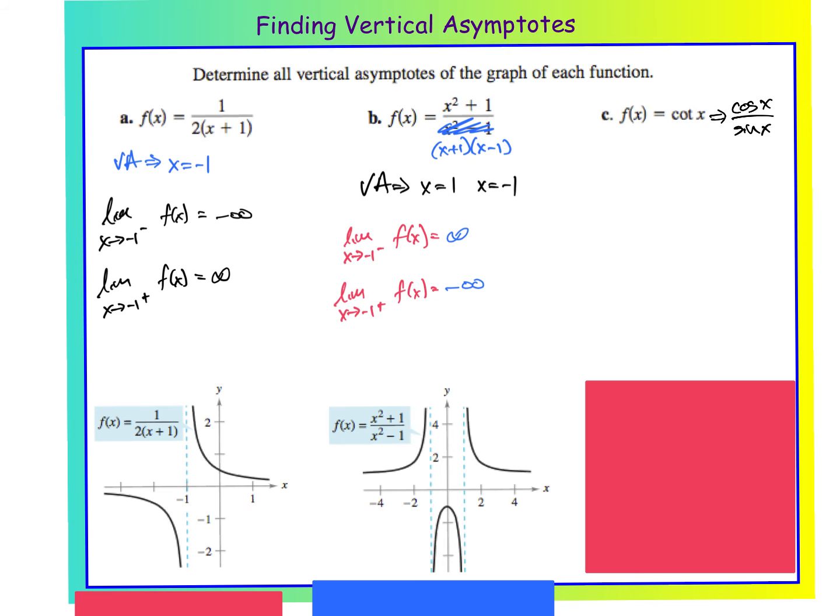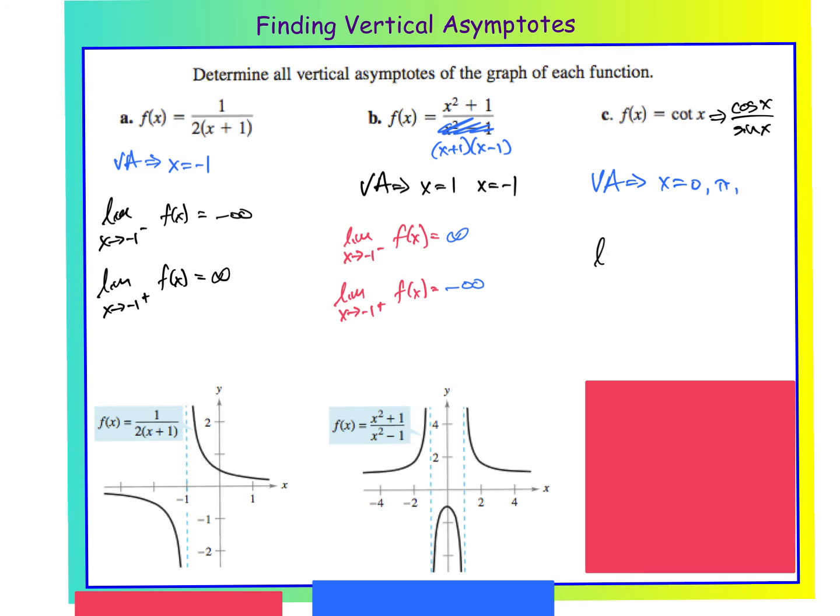Huh? 0 and pi, sure. So my vertical asymptotes are at x equals 0 and pi and 2 pi and 3 pi and so forth. All right, all my intervals of pi. So let's just deal with 0.